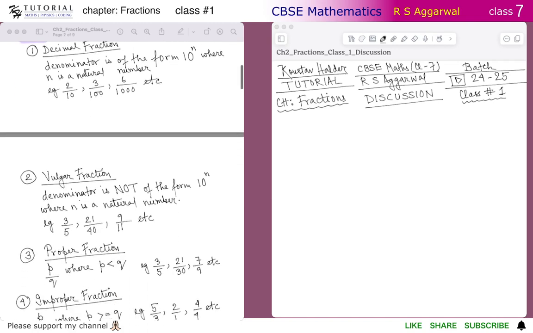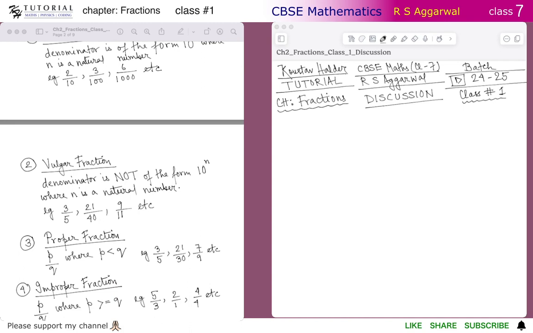Now what are vulgar fractions? Vulgar fractions are those fractions where the denominator is not of the form 10 to the power n. That is, the denominator is not a power of 10, where the power is some natural number. For example, 3 by 5, 21 by 40, 9 by 11, and it could be 7 by 30 and so on. So the denominator is not a power of 10.